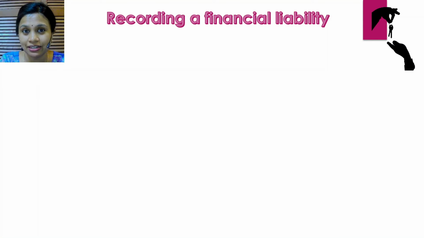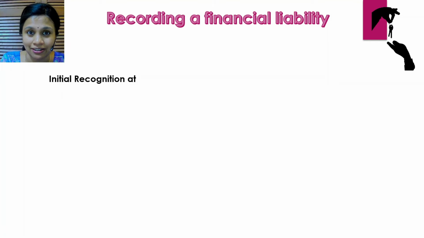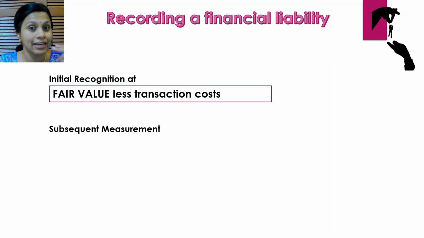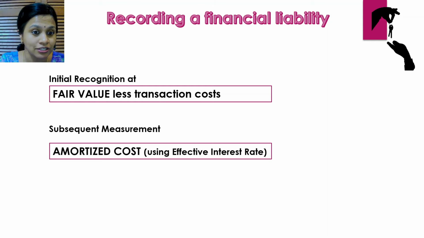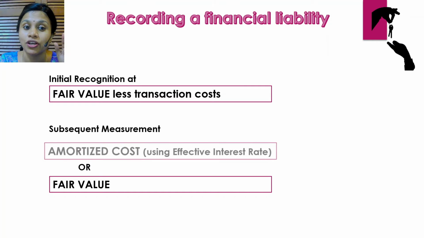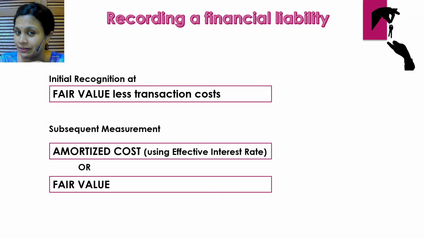Before getting into derecognition of a financial liability, let us look at how a financial liability is to be recognized. At initial recognition, the financial liability is to be recognized at its fair value less transaction costs. But in the subsequent years, the financial liability can either be measured at amortized cost using the effective interest rate or fair value. Now, for the purpose of this video, we focus only on the amortized cost method.